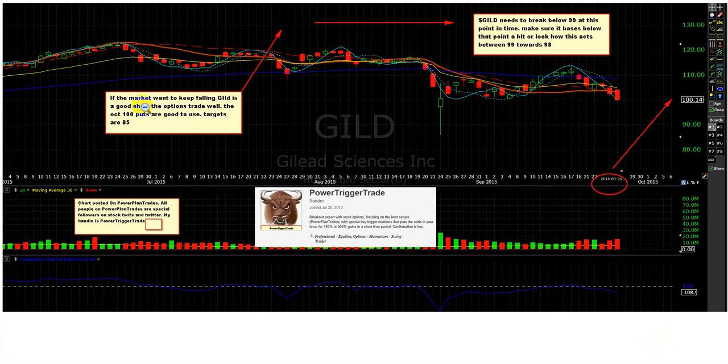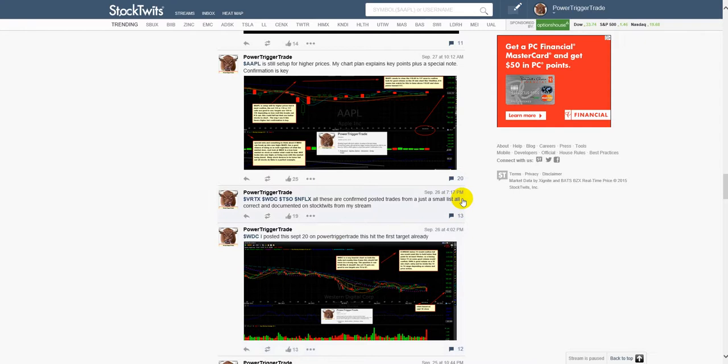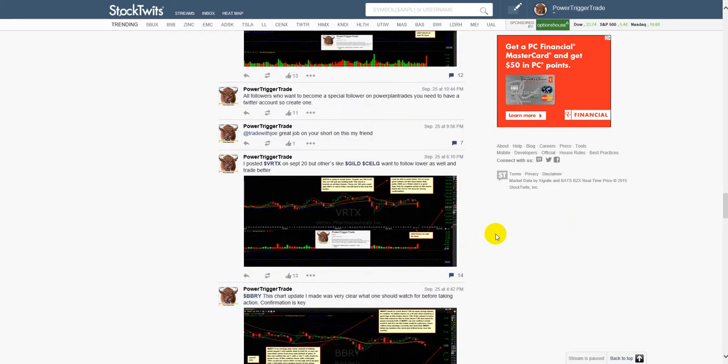But if we look at my instructions here, GILD needs to break below 99 at this point in time. Make sure the base is below that point, or look at how this acts between 99 towards 98. Well, it went really quickly, and again, it had a lot of volume patterns. Okay, so I just got out of that GILD trade.